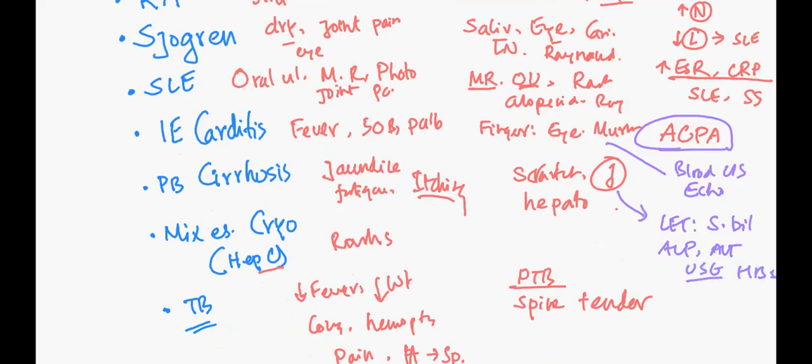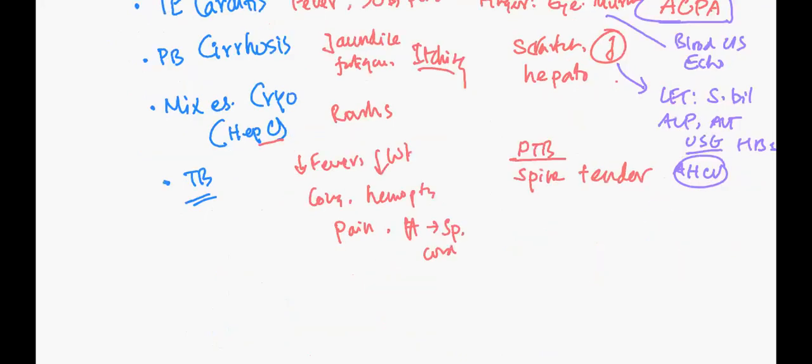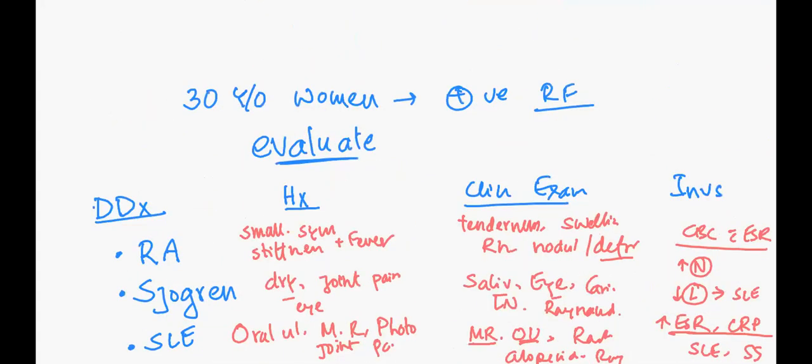For mixed essential cryoglobulinemia, we can do an anti-HCV antibody. And for TB, we can do the classic investigations such as sputum for AFB and GeneXpert. We can also do the chest X-ray. We can also do an MT. And if there is involvement of the spine, we have to do an MRI of the spine. So that's all. That's how we systematically evaluate a woman who has presented with a positive rheumatoid factor.